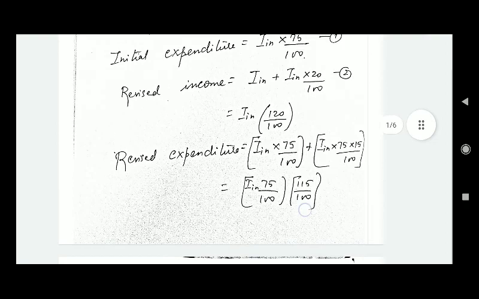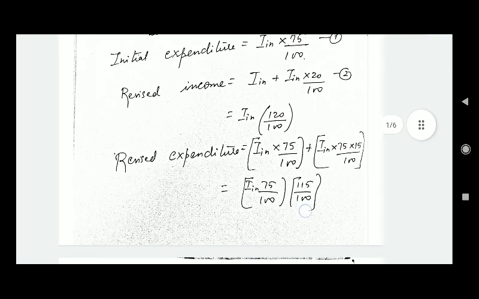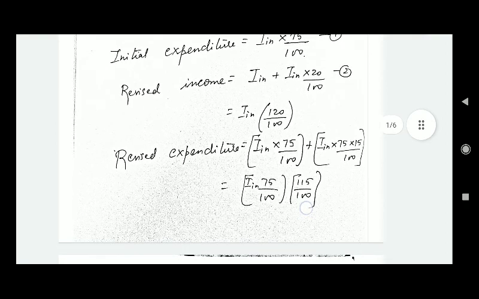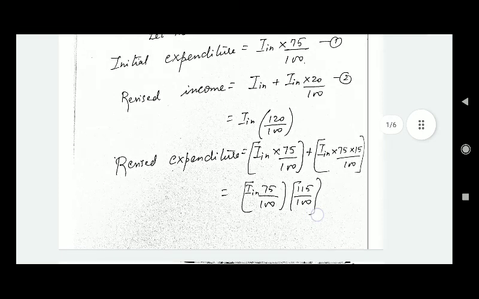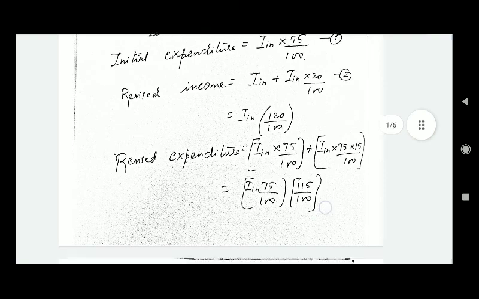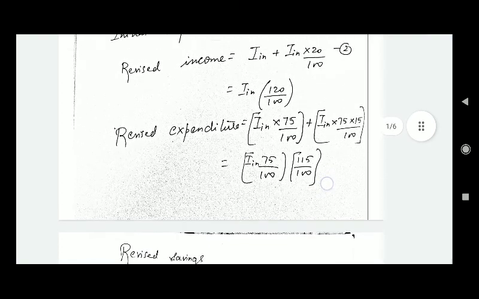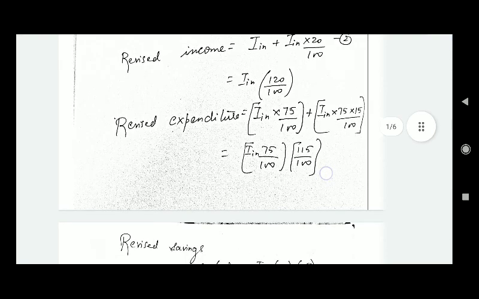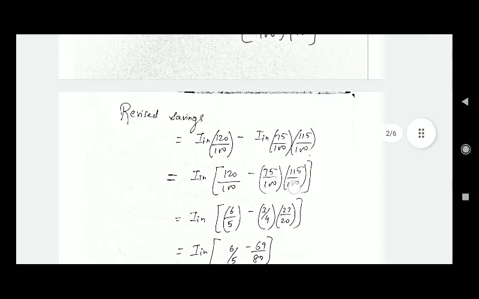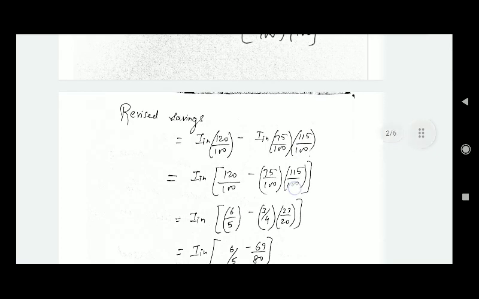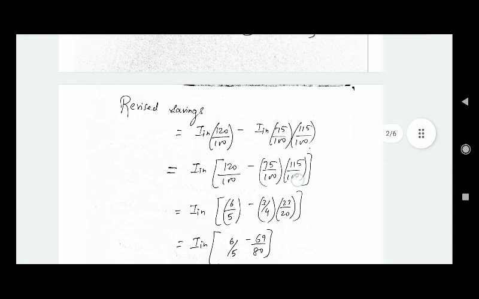So the revised expenditure in turn, when expressed in terms of initial income, will be I in into 75 by 100 into 115 by 100, because expenditure has been told to increase by 15% from its previous value. Now the revised savings will be the revised income minus revised expenditure. So everything we are going to express in terms of initial income, the variable we call as I in.